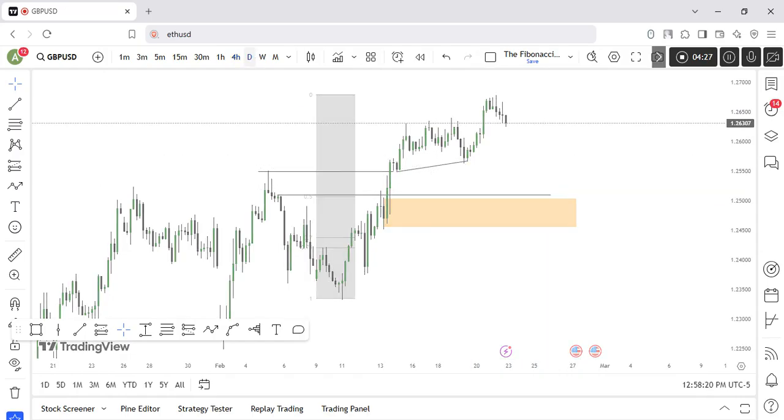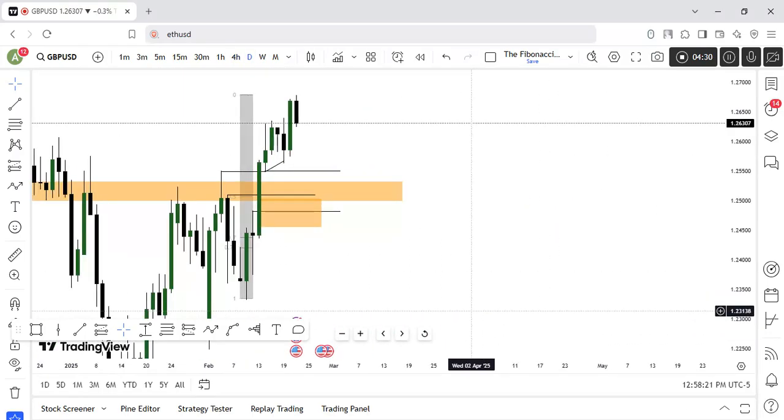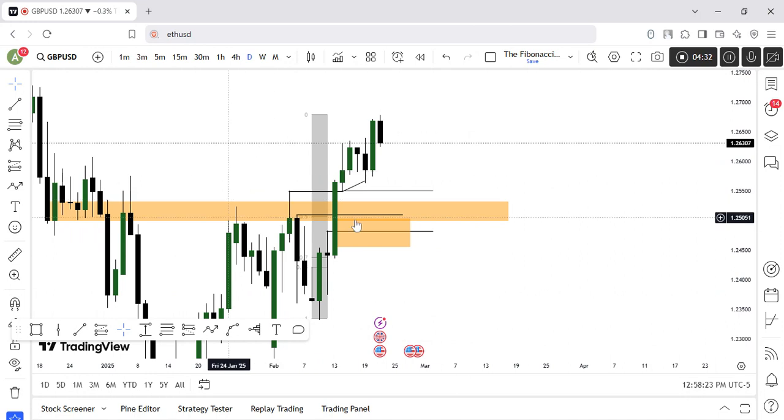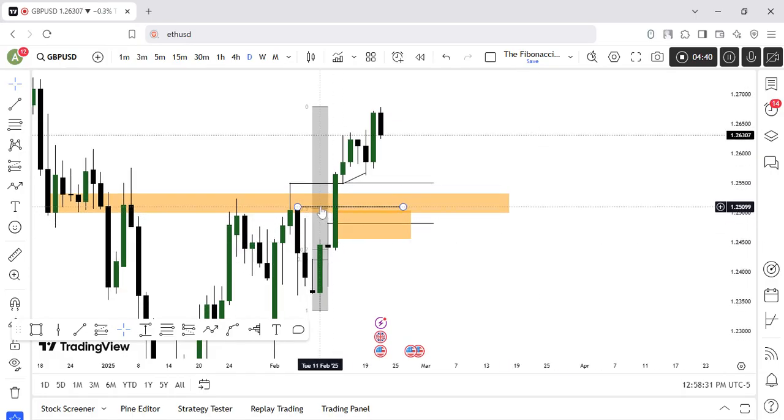We have the fair value gap right over in this area. It is also aligning with so many things, which is this area of resistance that has now turned into support. We will see how the price reacts with this area. We are at the equilibrium level, which is right over here. Fair value gap, old highs, so many things in this small area. This can make a very high probability trade. So this is the weekly wrap up for GBPUSD.